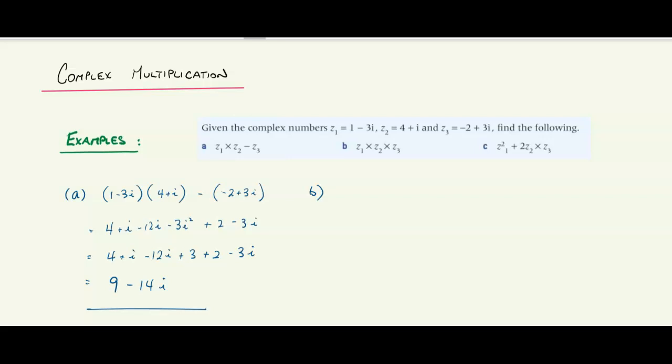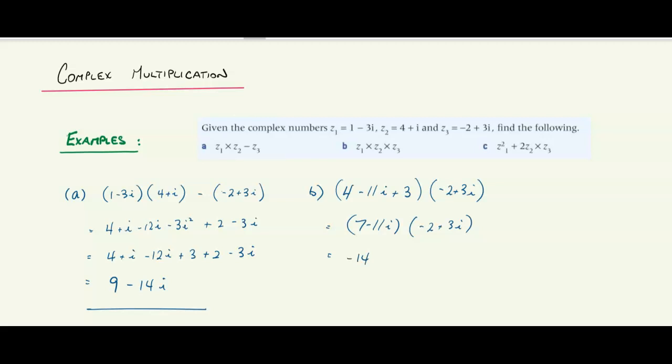So Z1 times Z2, I've already worked Z1 times Z2 out. I've got it right here. So Z1 times Z2 got me 4 plus i minus 12i, so 4 minus 11i. And then it was plus 3 on the end. So 4 minus 11i plus 3. That got me the Z1 times Z2. And then that was multiplied now by Z3, which is minus 2 plus 3i. So I've got 7 minus 11i by negative 2 plus 3i.